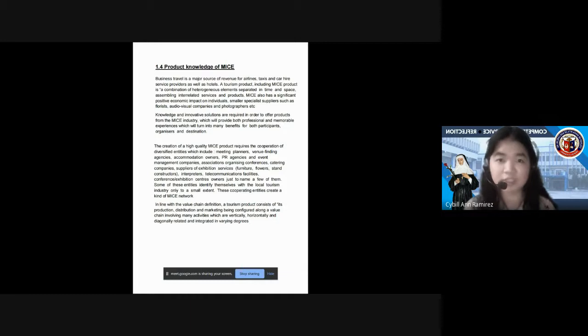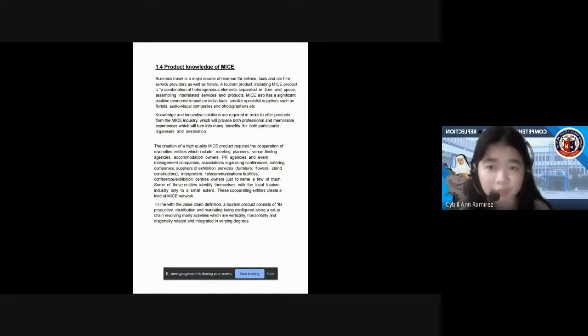So it really helps generate a lot of income to the host destination, and it has a positive economic impact on those who are involved in MICE tourism. Kay daghan jud kayo siya og need jud class. Knowledge and innovative solutions are required in order to offer products from the MICE industry, which will provide both professional and memorable experiences, which will turn into many benefits for participants, organizers, and destination.